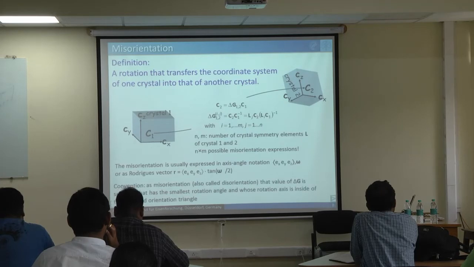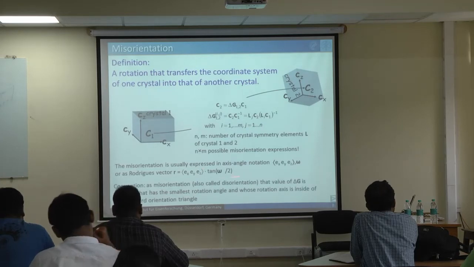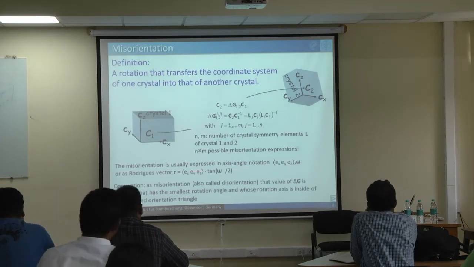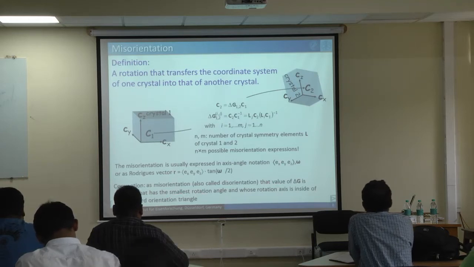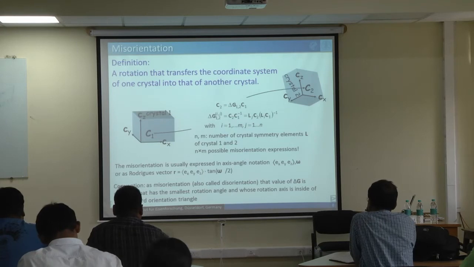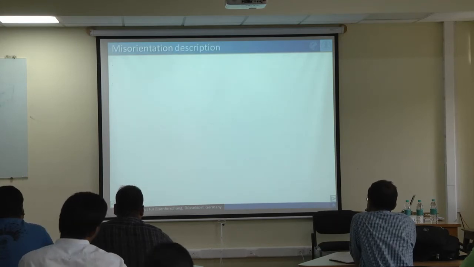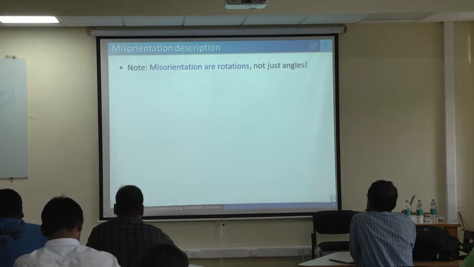And we express that in this notation as axis angle or Rodrigues vector, and as disorientation we report the value which has the smallest rotation angle and axis inside of the standard orientation triangle. So now, important to remember, misorientations are rotations and not only angles.